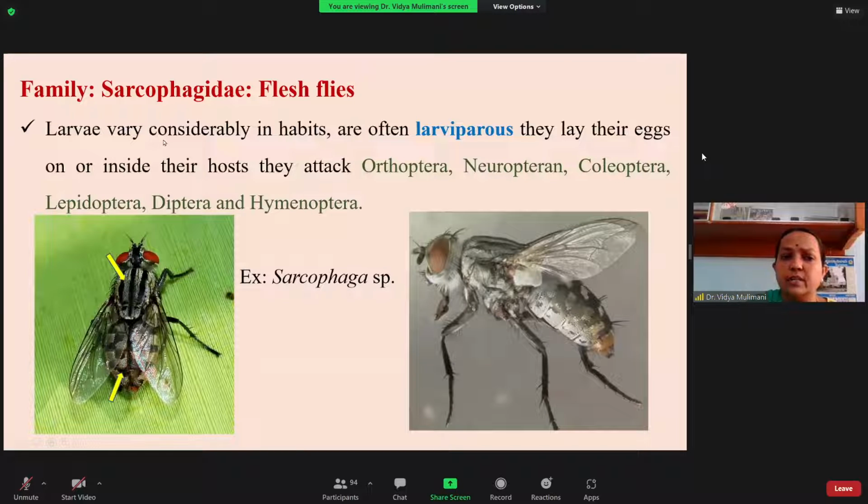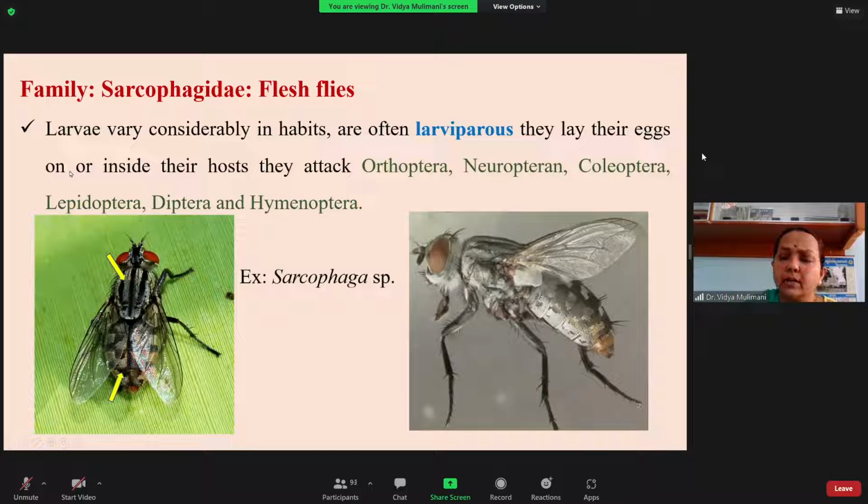So here you can see the larvae vary considerably in habits. They do not stick onto particular habits and are often larviparous. Larviparous means directly giving birth to the young ones. They lay their eggs on or inside of their host. So I'm mentioning larviparous, but I'm telling here the eggs: immediately eggs will hatch into larvae. Some of them directly give birth to the larvae itself. Even when they are laying the eggs, immediately after laying they will hatch into the young ones.